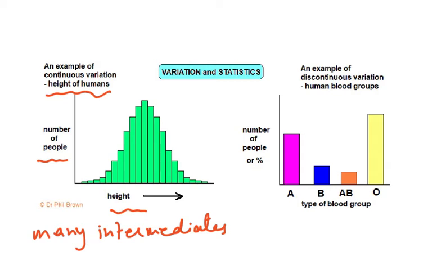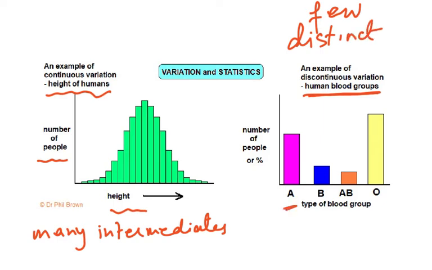Then let's look at an example of discontinuous variation, and that is human blood groups. So there are a few distinct categories. Like for instance, if you look at blood groups, there are only 4 blood groups: A, B, AB and O. So there are, in all the human beings anywhere in the world, 4 distinct categories. So you draw it as a bar chart. So the number of people or the percentage of people who have this blood group. Now this is of course going to be very variable. It's maybe going to be different in a certain city, in a certain country.